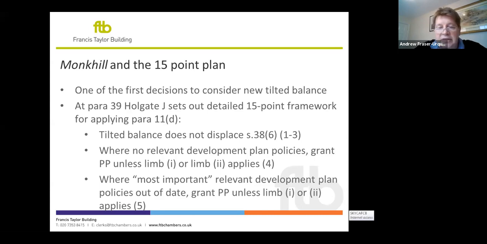Now, the first point, the first of the 15-point plan, as it's nattily been described, is that the presumption in favour of sustainable development does not displace section 38.6, i.e. the requirement that one decides in accordance with the development plan unless material considerations indicate otherwise. Now, this has always been a slightly difficult area of the jurisprudence of the presumption in favour of sustainable development, because in reality, I'm not really sure it's applied in practice.